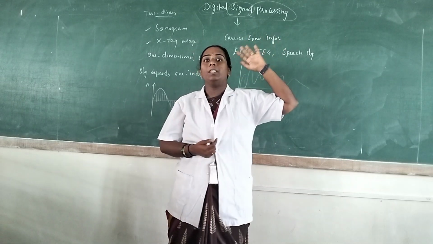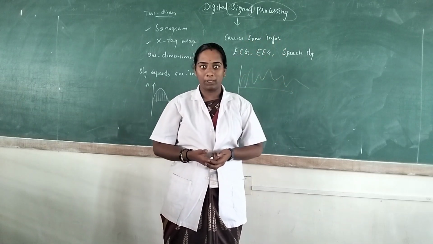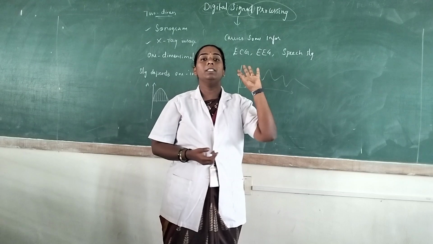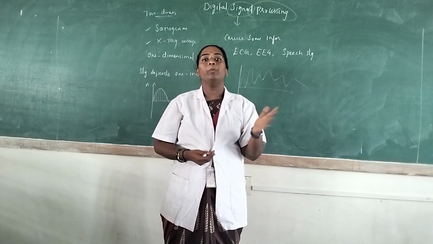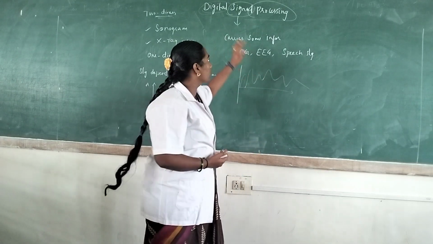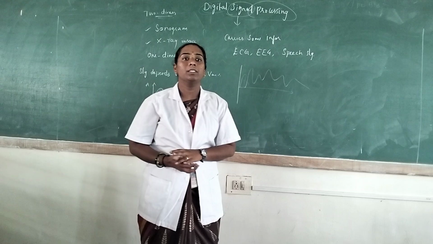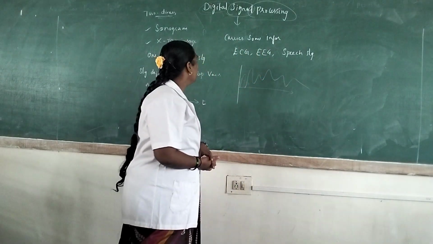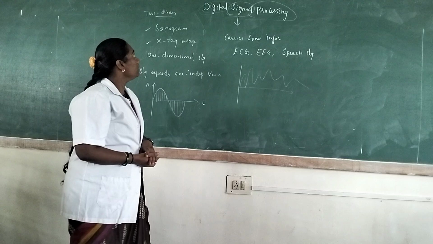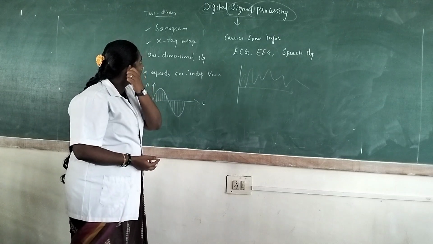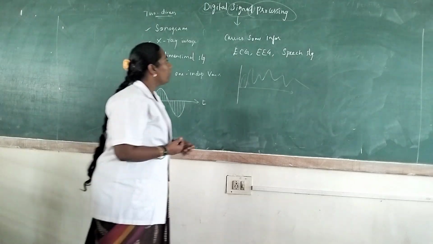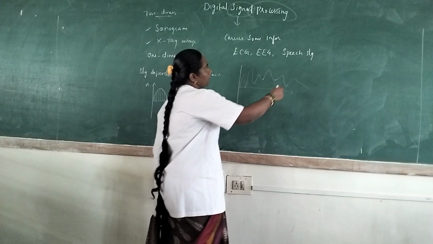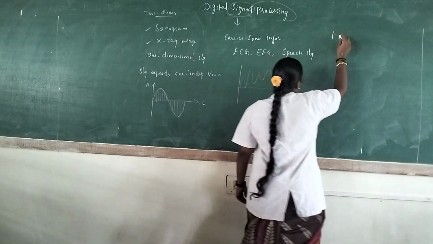The subject name is discrete time signal processing. So we will be considering the discrete type of signal and processing. That's why the term is called discrete time signal processing. Then signals are classified into analog signal and discrete signal.